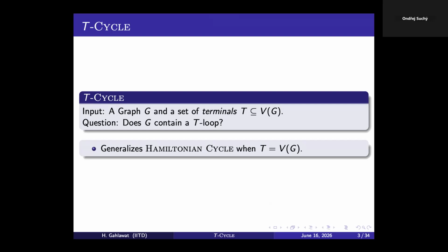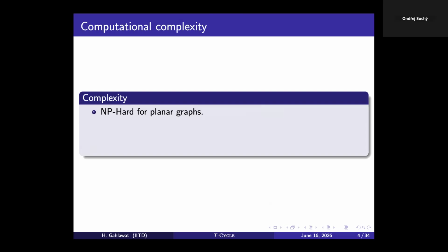Okay, now again, we are given a problem. In this problem, we are given a graph G and a set of terminals T. And our question is to figure out if there exists a simple cycle in the graph that passes through all of these vertices. Very simple. And this generalizes Hamiltonian cycle because, of course, you can make T the vertex set of your graph, and then you are just asking about Hamiltonian cycle. And this is well known to be NP-hard even for planar graphs.